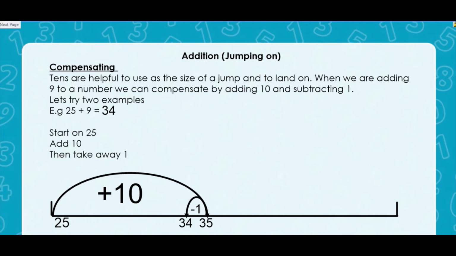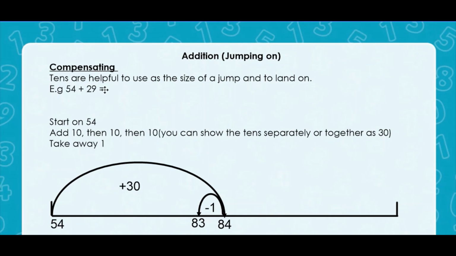Let's do another example with a trickier number. 54 add 29. Okay, so 29 is not an easy number to add to my 54, but I know that 29 is very close to a friendly 10, 30. So I'm going to start on 54, I'm going to add 30, and then what do I need to take away to get to 29? 1. So 54 add 30 gives me 84, and then I take away 1 to give me 83. If you're not quite comfortable doing this big jump of 30, you can still very comfortably do your 1, 2, 3 jumps of 10 and then jump back 1.